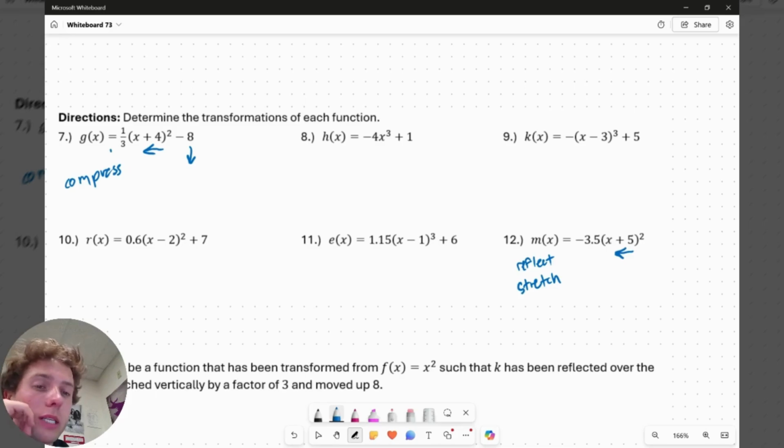Realize you do not always need a stretch or compression. For example, number 9 just has the negative. That means it's being reflected. But there is no value there for us to compare. Is it bigger or smaller than 1? So there is no compress or stretch. Instead, there is just some horizontal and vertical shifts.